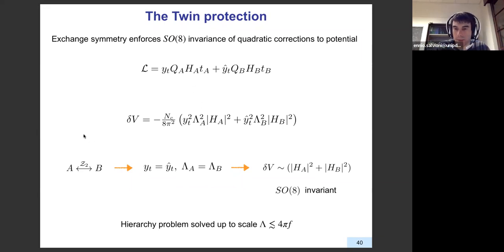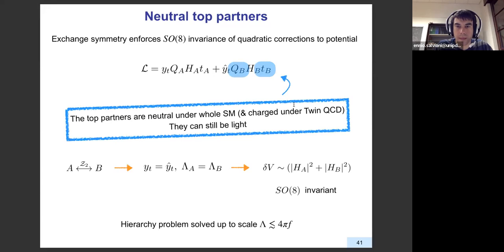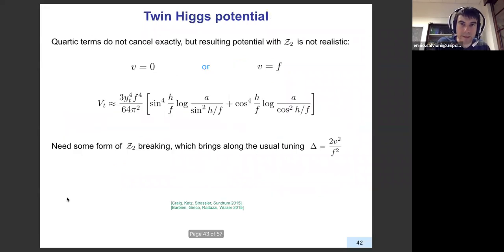It's good. I mean, this is the point. Okay, so when I write a Yukawa like this, the top partners can be charged under a different gauge group, which is twin QCD, and in particular, they have no standard model charge. So the twin sector has its own gauge symmetries, but they are not the same as the standard model, and this means that the top partners can be very light in principle, compatibly with what the LHC has told us. Okay, so that's the summary.